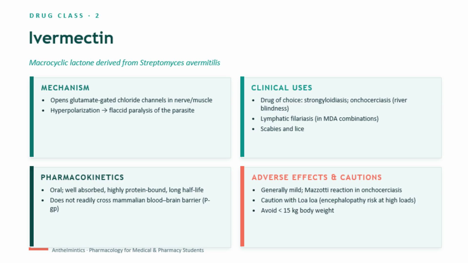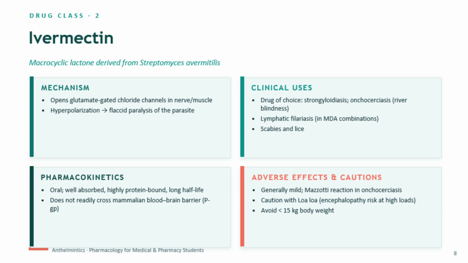Next up is ivermectin, a macrocyclic lactone derived from a soil bacterium, Streptomyces avermitilis. It works by opening glutamate-gated chloride channels in the worm's nerve and muscle, causing hyperpolarization and flaccid paralysis. This is our drug of choice for strongyloidiasis and for onchocerciasis, river blindness, and it's a mainstay of filariasis control programs, as well as scabies and lice.